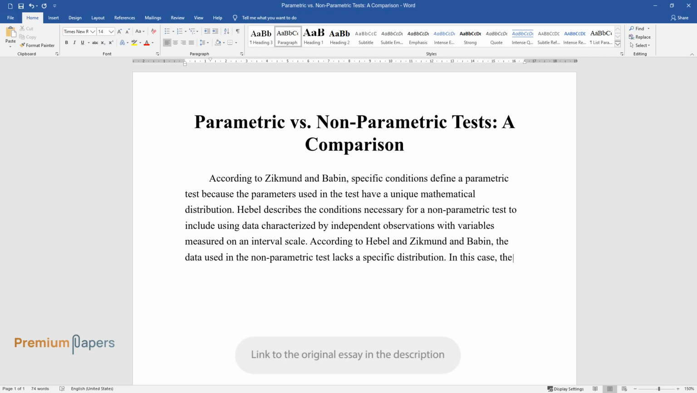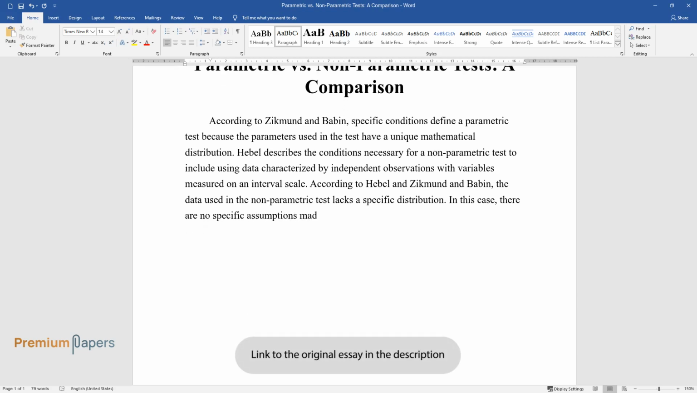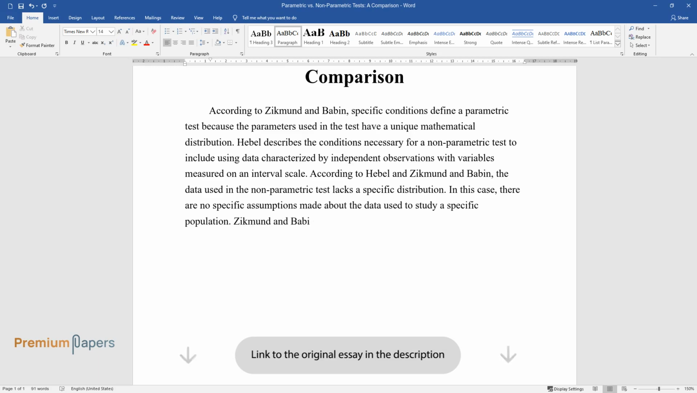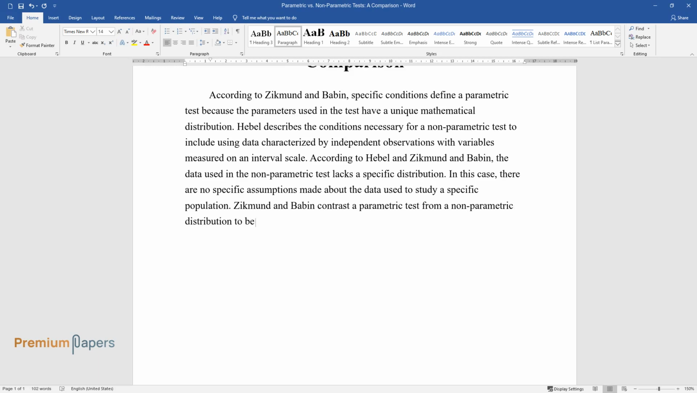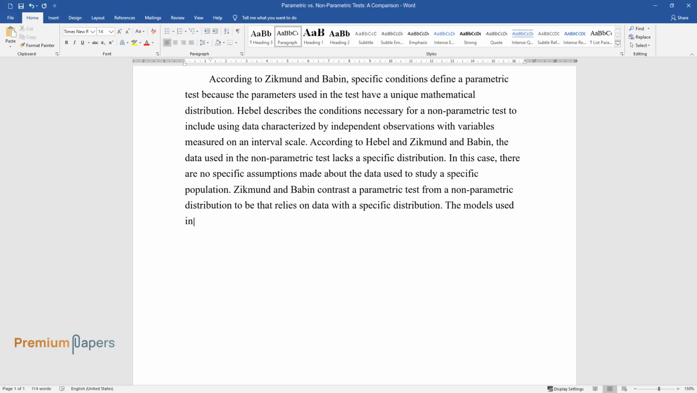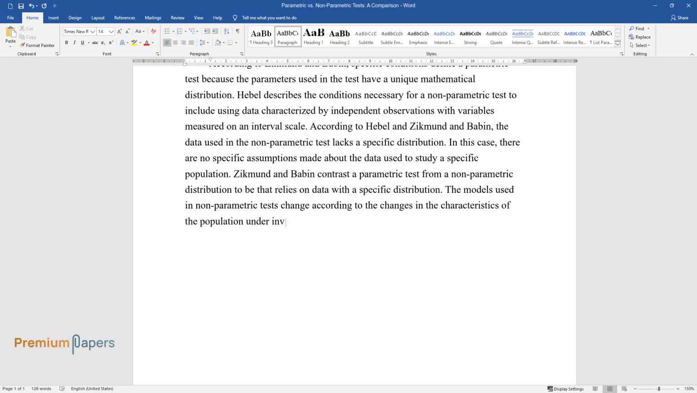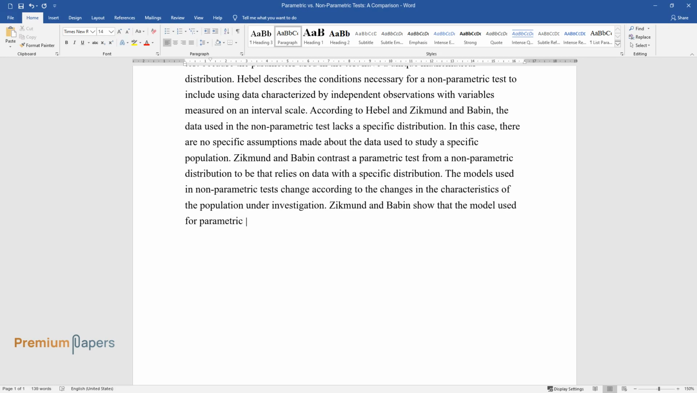In this case, there are no specific assumptions made about the data used to study a specific population. Zikmund and Babin contrast a parametric test from a non-parametric distribution to be that relies on data with a specific distribution. The models used in non-parametric tests change according to the changes in the characteristics of the population under investigation. Zikmund and Babin show that the model used for parametric tests does not increase in size.